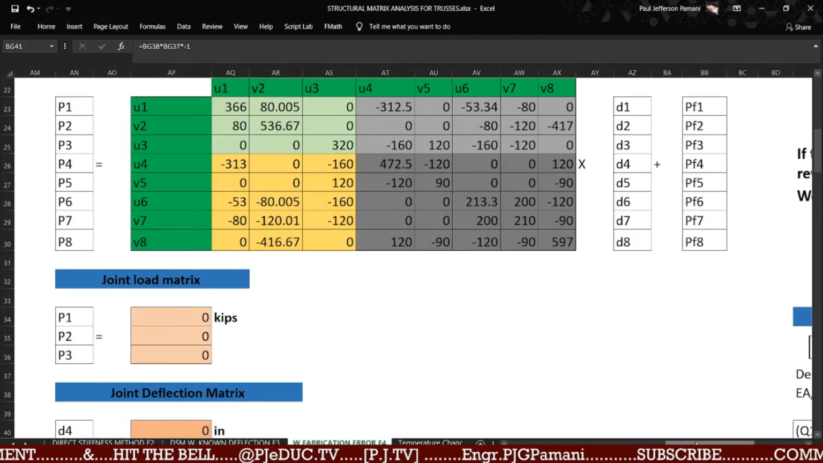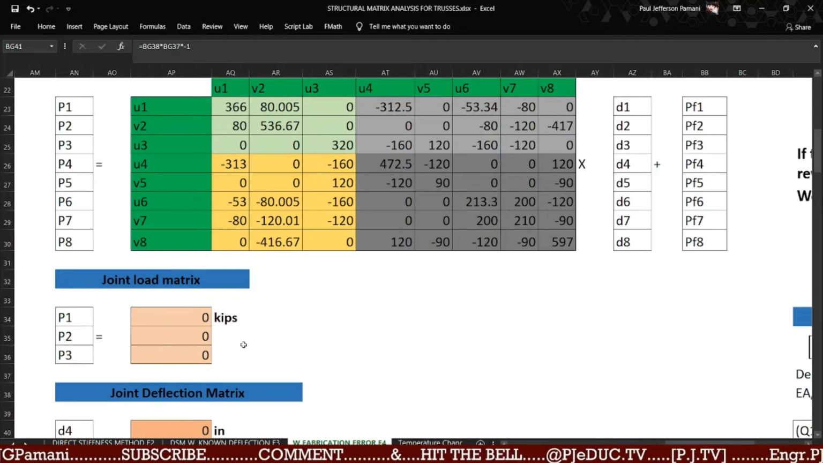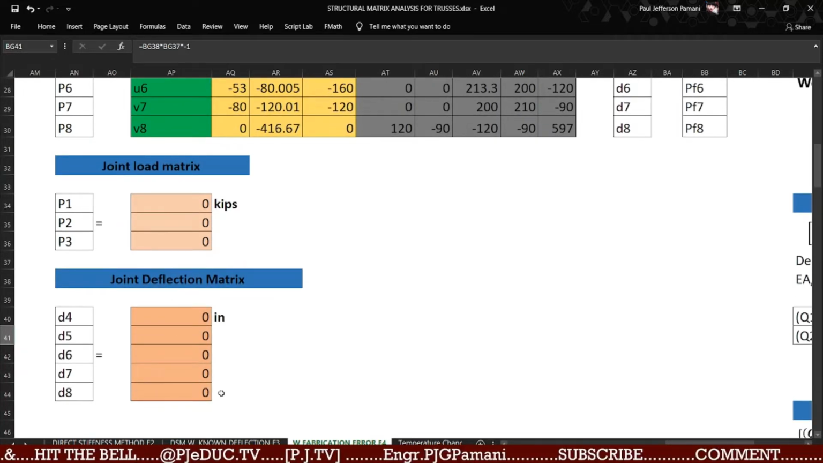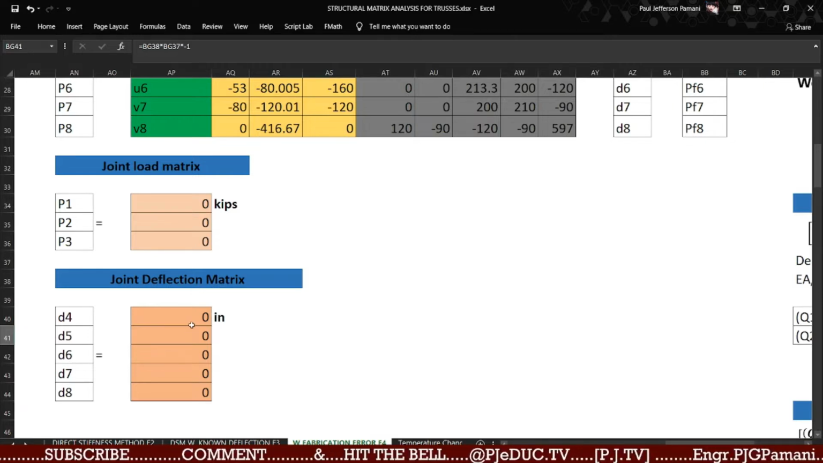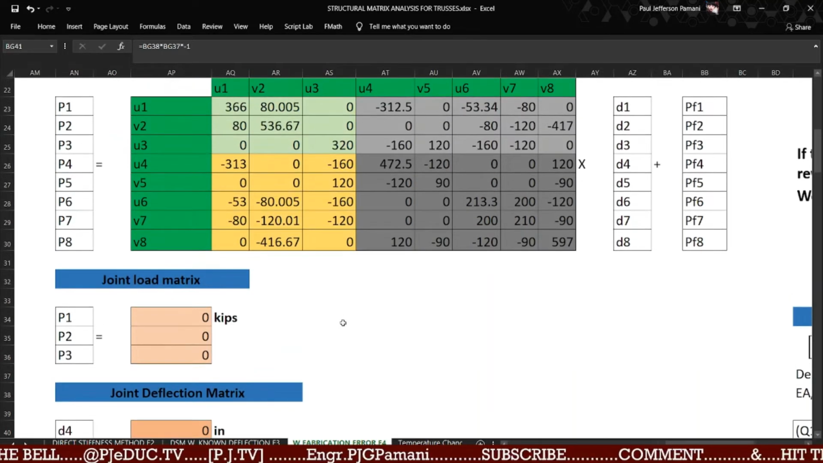So with this given example, hindi tayo nag-introduce ng applied force. So basically, P1, P2, and P3 are all zeros. Okay? Yun lang. Tanggalin lang natin yung forces. And the known deflection, ganun pa rin. Zero pa rin sila. Dahil wala namang impending settlement, wala namang known deflection sa support, and so forth and so on. Okay? So, 0 pa rin si D4 to D8. And P1 to P3 are now zeros.